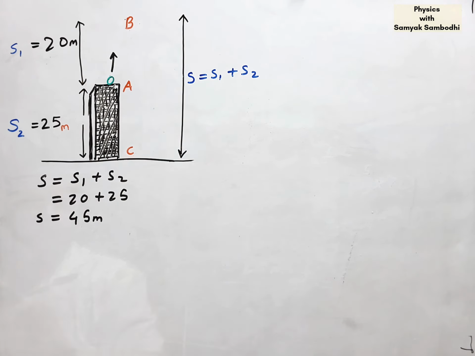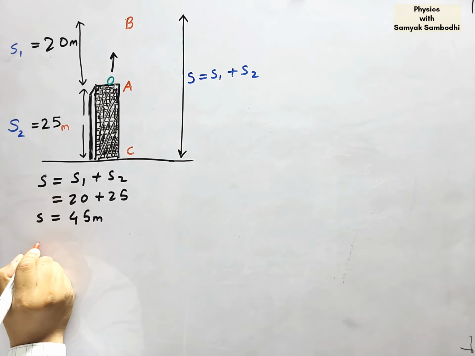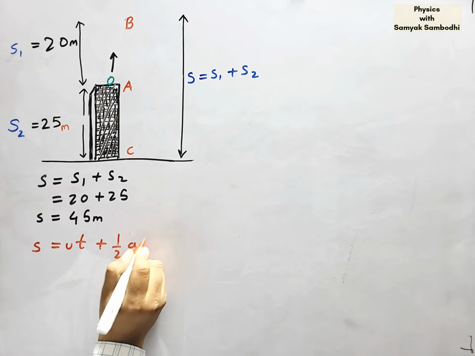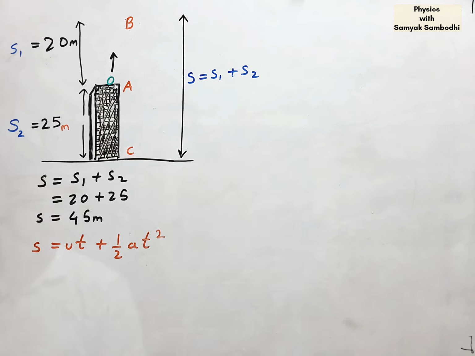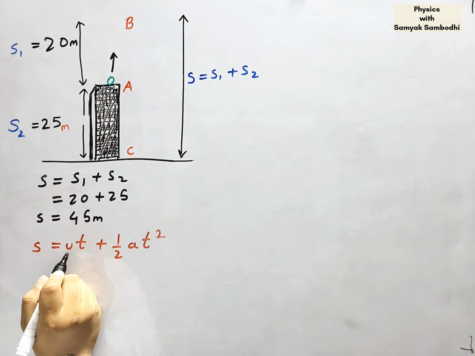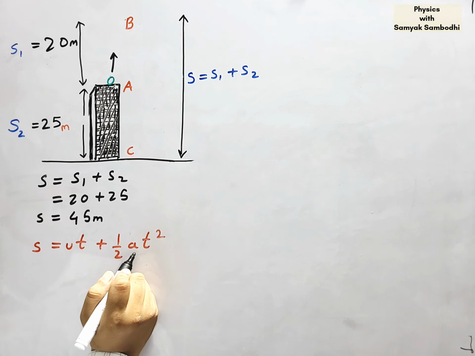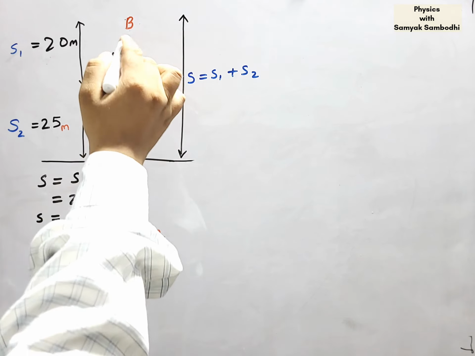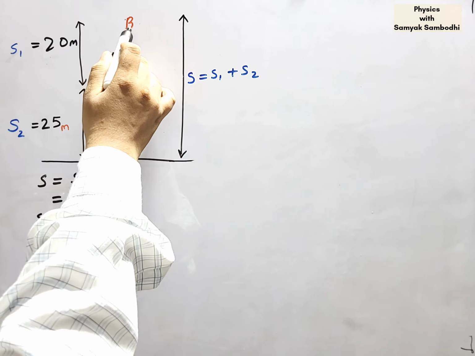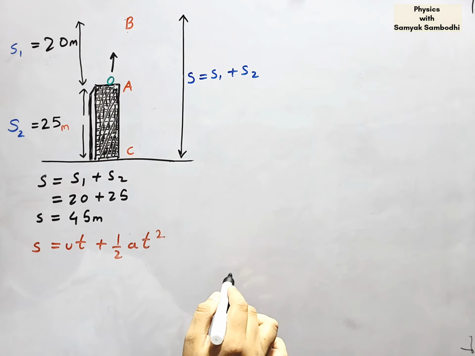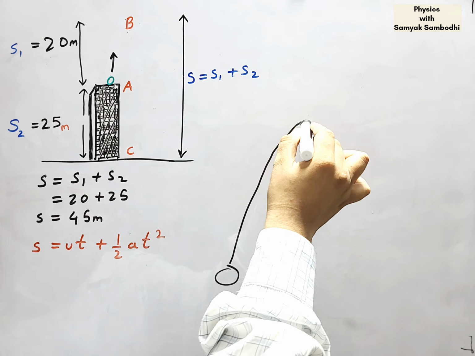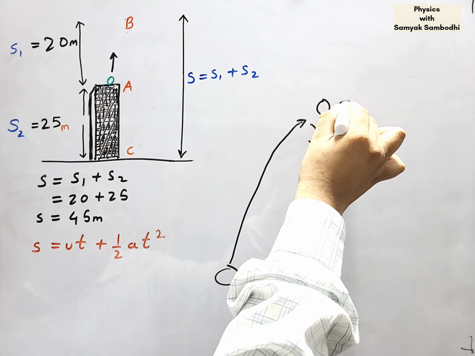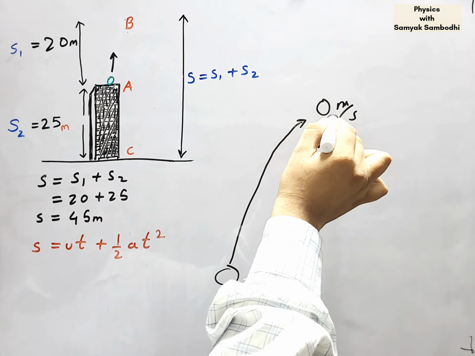Now we have to find out the total time taken. We are going to use the same formula, s is equal to ut plus half at square, which we used before. Now from the previous calculations, you know that u is initial velocity and a is acceleration due to gravity. But the initial velocity in this case will be different. Why? Because we are measuring from B to C. So B is the initial position, and when the ball is going upwards and starting to fall down, the velocity here is 0 meters per second. So the initial velocity will be 0 meters per second.